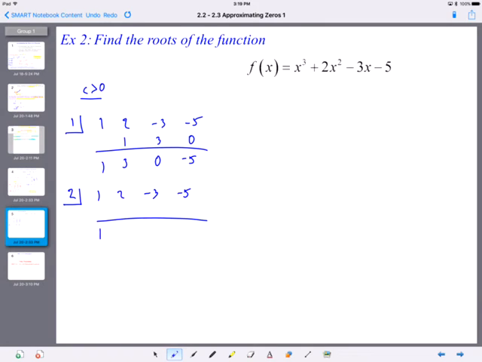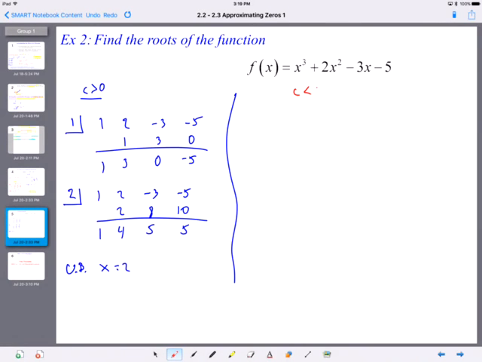And do it again. Carry down the 1. 1 times 2 is 2. Now you're at 4, 8. So the numbers are getting a little bit larger. And then 2 times 5 is 10 with 5 at the end. So it looks like we found the upper bound for this problem to be at x equals 2. And then let's go and do the lower bound.